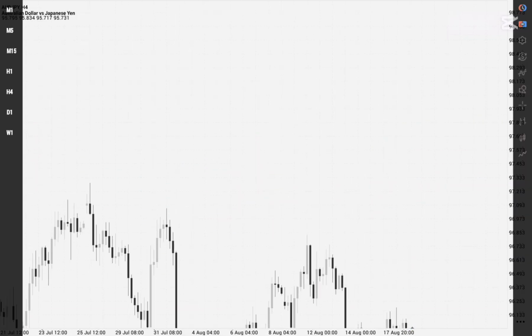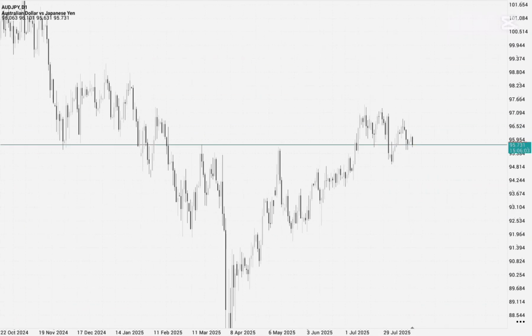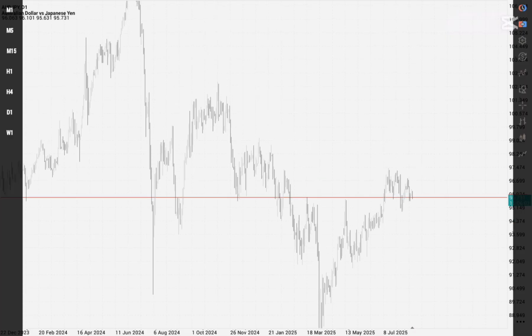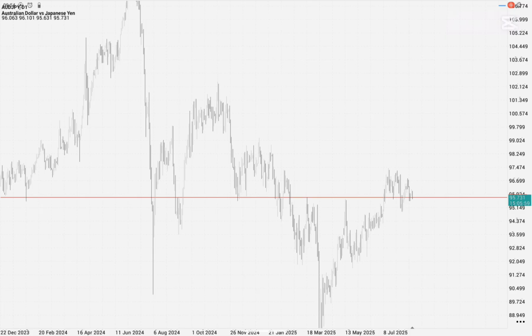Now we start on the daily. On the daily time frame, I'm going to mark out key levels that price reacted from. You can see this level here.